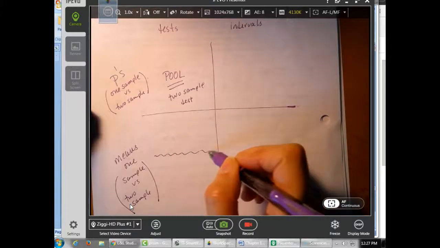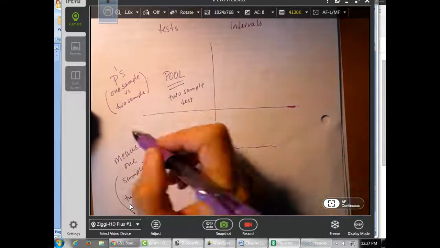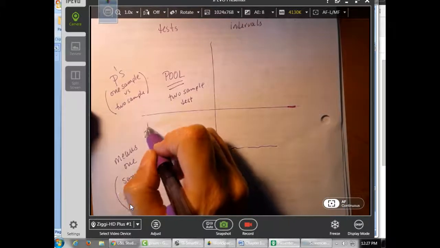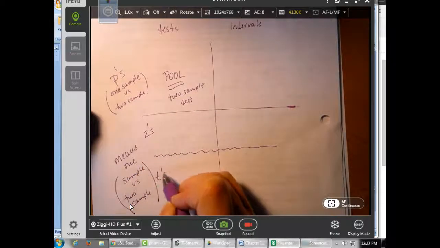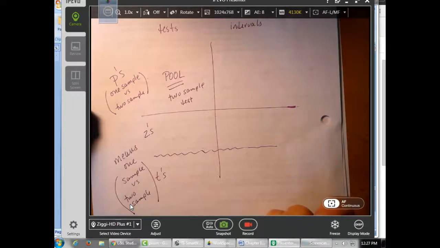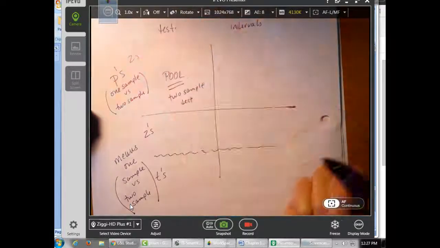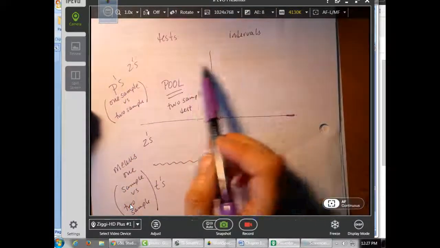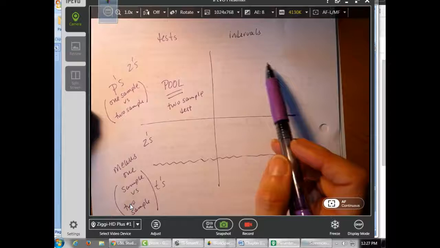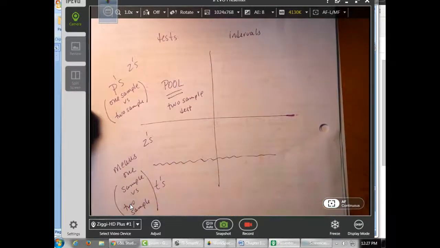Isn't there really two different things we could do for means? We can do our Z's, or we can do our T's, right? What about our P's? They are always Z's, right? So these are all Z's over here. Our P's always use Z's. So any test or interval for proportions is going to use Z's.